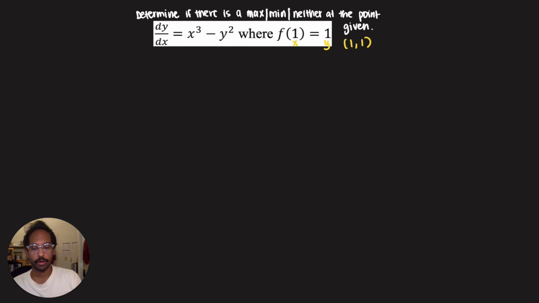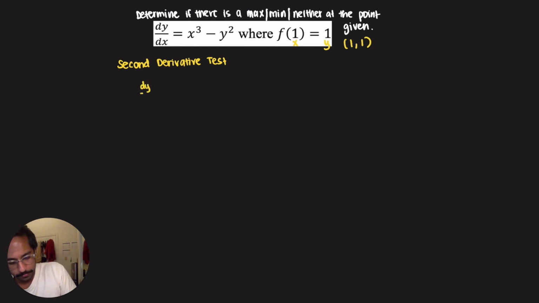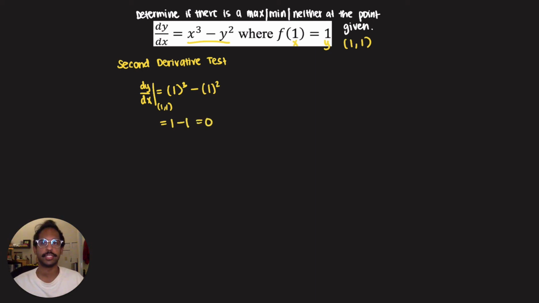Now, in order to do that, we are going to use the second derivative test. The second derivative test tells us that if the first derivative equals 0, then we can test the second derivative to see if it's a maximum or a minimum. So first we need to see if the first derivative does equal 0. So we're going to say dy/dx equals, and we already have that up here, at (1, 1), 1 cubed minus 1 squared. So we get 1 minus 1, which does equal 0. Okay, great. So we do see that the first derivative is 0, so we can use the second derivative test.